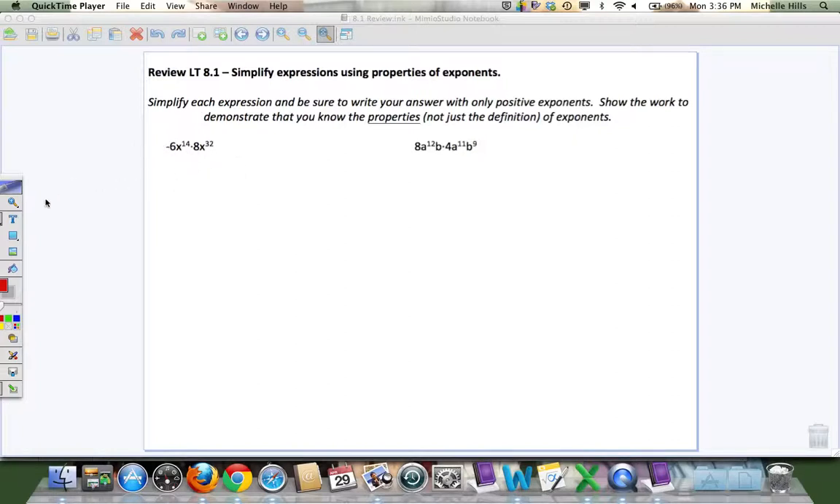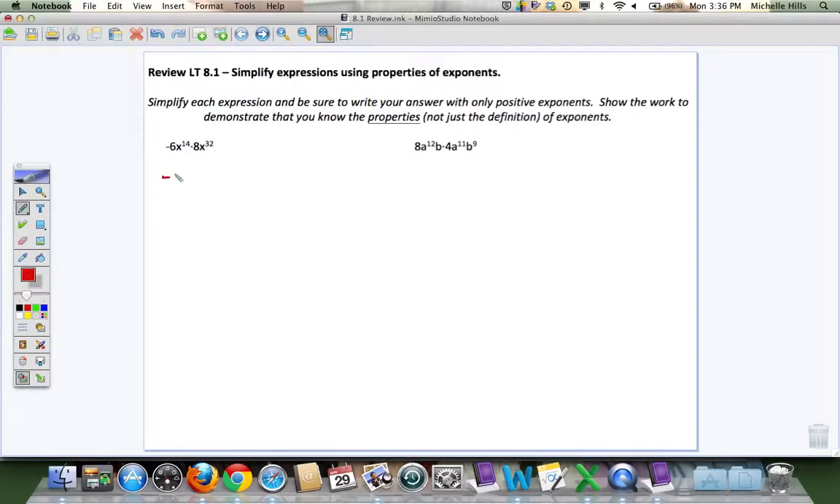When I multiply things with the same base, I add the exponents. The coefficients get multiplied, so my work step is to show that I'm going to take negative 6 times 8, but then if I think about it, 14 x's here, 32 x's here, all multiplied together, I would have 46 x's. So x to the 14 plus 32 power is the work that I show. Negative 48, x to the 46th power is my answer.